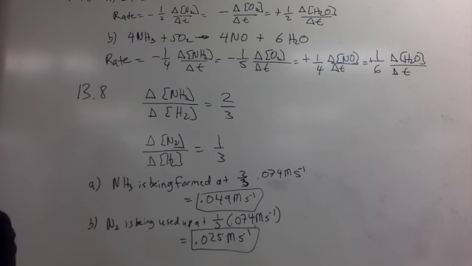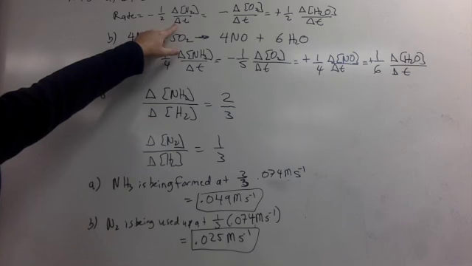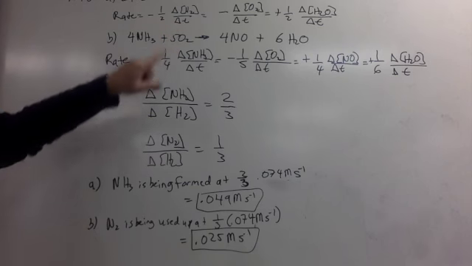Negative 1/2, change in concentration of H2 over change in time, just equals negative 1 times the change in concentration of O2 over change in time, because the coefficient of O2 is 1. And then positive 1/2 the change in concentration of water over change in time. In other words, every time the reaction happens, 2 H2s are used up. So H2 is disappearing at twice the rate of the reaction. So to find the rate of the reaction, I have to take the rate at which H2 is disappearing and divide it by 2.